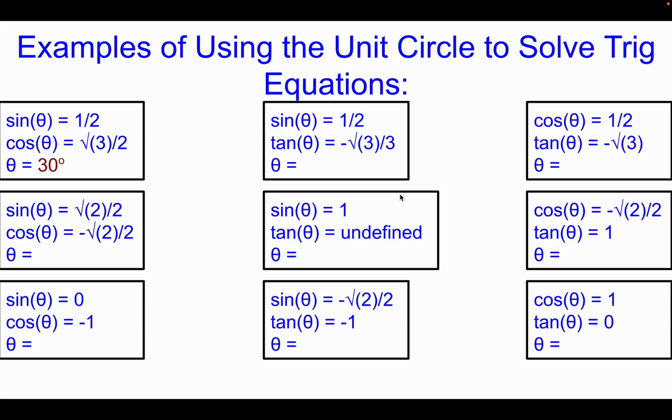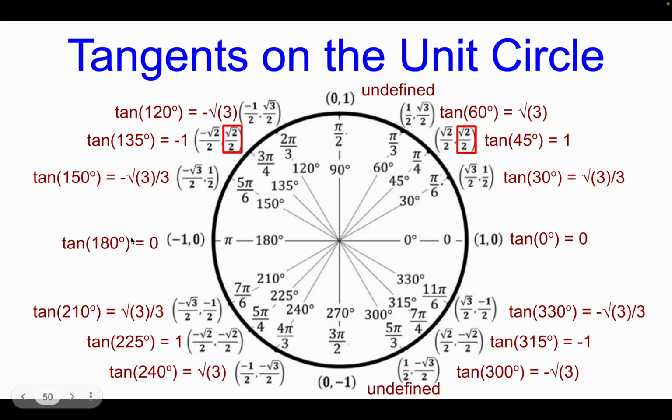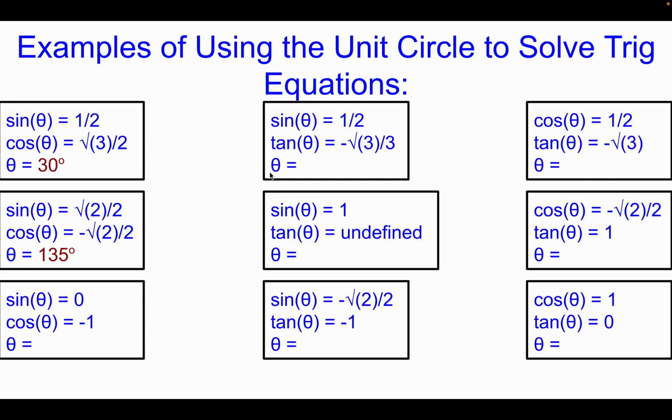Okay. All right, so next let's do it for when sine is square root of 2 over 2 and cosine is negative square root of 2 over 2. So we're looking for when our y values are square root of 2 over 2. And we're looking for when our x values are negative square root of 2 over 2. And so when we put them together, we can see that this right here is going to be our point at 135 degrees, or if you were doing this in radians, 3 pi over 4. So 135 degrees.